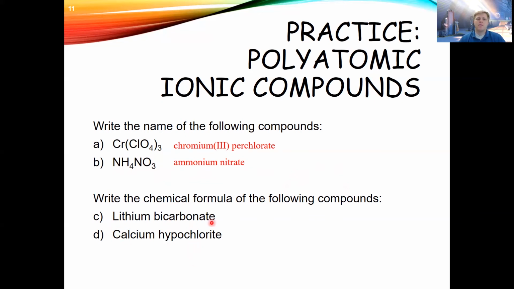So here we have lithium bicarbonate, calcium hypochlorite. For these, again, this is going to take memorization. And since we have a name, though, we do have to know something about the amount of charge on each of these. So lithium is an alkali metal. It's going to have a 1+. Bicarbonate is going to be a 1- ion. So these will mix at a 1-to-1 ratio. And the formula for bicarbonate is HCO3.